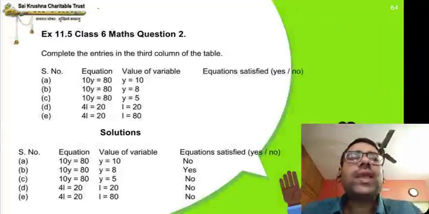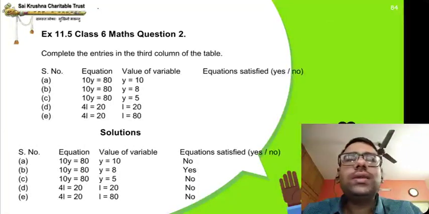Exercise 11.5, Class 6 Maths, question 2. What do you have to do here? Complete the entries in the third column of the table. What is the first column? Equation. Second, value of the variable. Third one is, equation satisfied? Yes or no. So we are given some equations here, and the value of the variable is given.